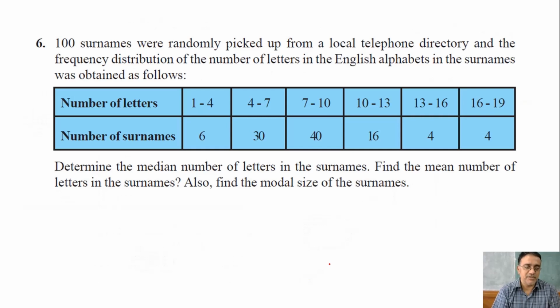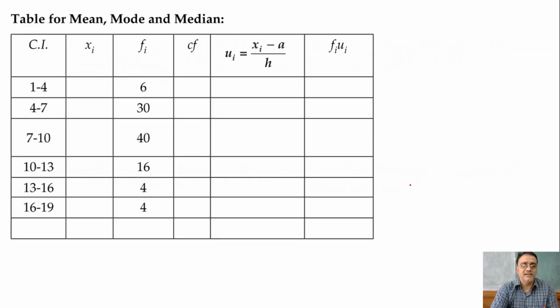Now sixth question. Now in this question also we have to find all the three: mean, median or mode. So 100 surnames were randomly picked up from a local telephone directory, and the frequency distribution of the number of letters in the English alphabets in the surnames was obtained as follows. Determine the median, first median, then mean, then modal size of the surname. First you check whether the class intervals are continuous or not. Yes sir. Right, continuous. So we'll find mean, median, mode.